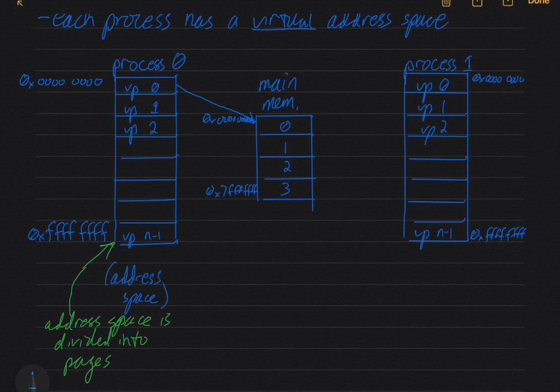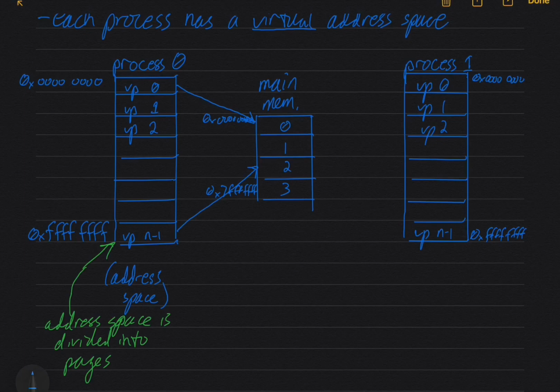And let's just say that's where the code for the program lives, and the stack lives at high memory addresses. So the stack is going to be down at the bottom here, and let's just say that that last page has been mapped to page 2 in the main memory, and it hasn't actually used any of the other pages, virtual page 1, 2, and so on, yet.